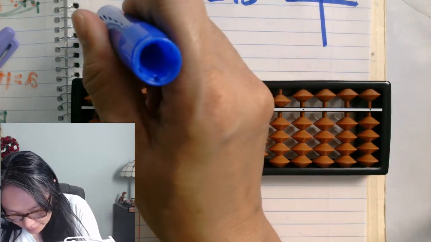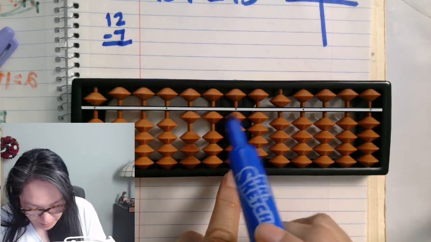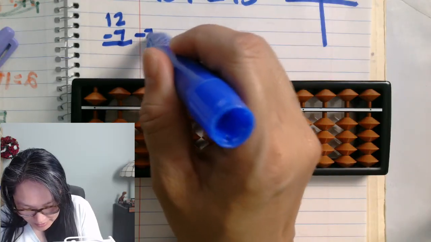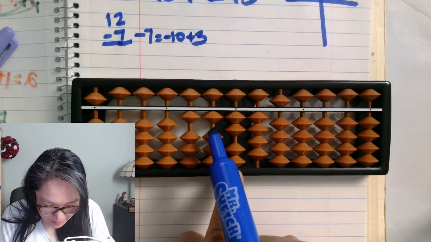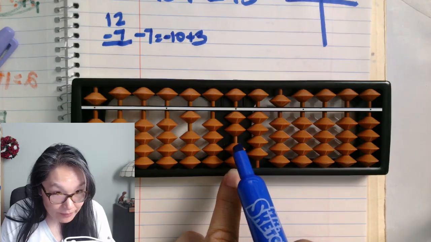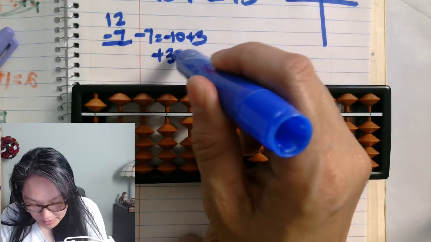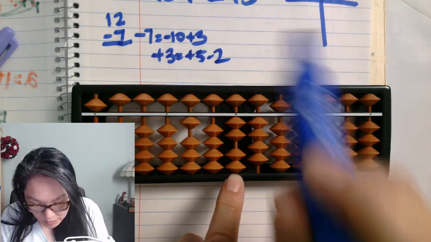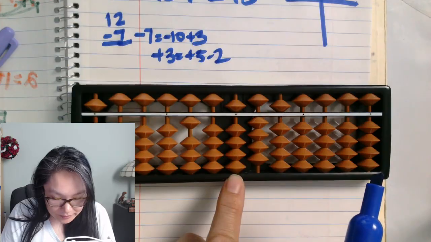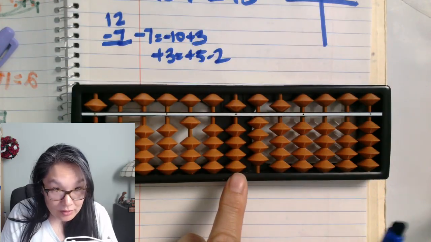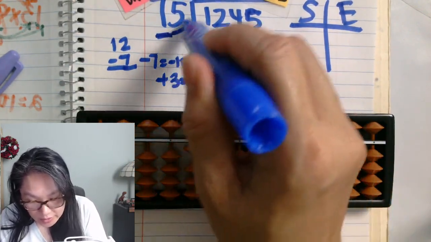So 12 minus 7, right? There's not enough to take away 7, so what do? Minus the 7 is equal to minus the 10 plus the 3. Can we add the 3? No. Plus 3 is equal to plus 5 minus 2. Add the 5, take away the 2. Now, whatever we do to the 7, we got to do it to the 5.